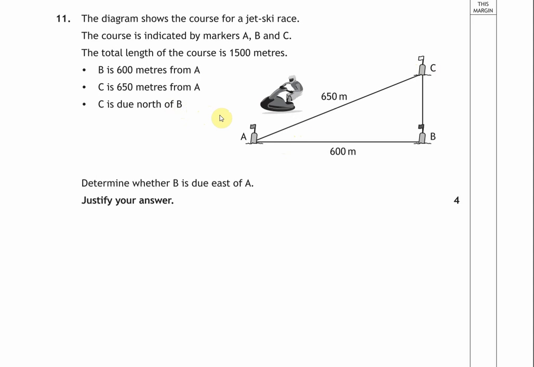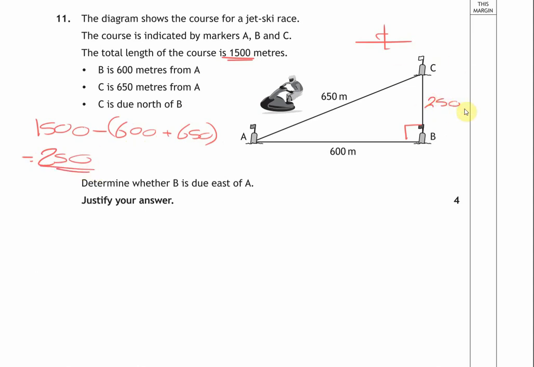So what this means is we need to work out, well, there are two ways that you can do this. We can either use the cosine rule or we can prove it using Pythagoras. Because if it is indeed due east, then we would have a right angle triangle, i.e. this would be right angled because it would be completely due east. So we know the total length of the track is 1500 metres, so we can work out the size between C and B. The size of B to C is going to be 1500 minus 600 plus 650. So this value here is going to be 250. So we can annotate this here as 250, in metres.